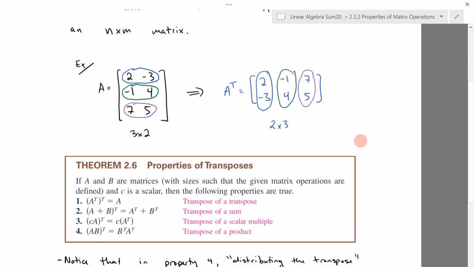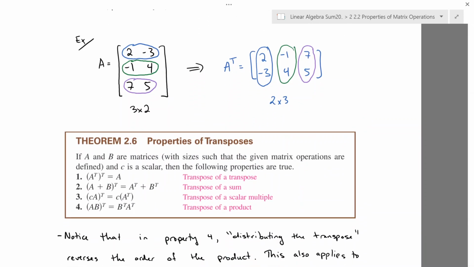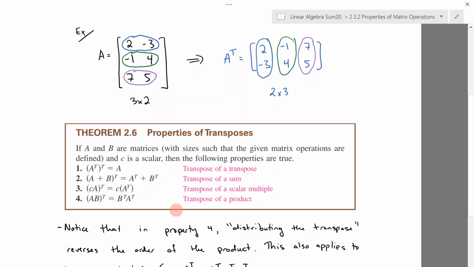Okay, in this box here, they discuss some properties of the transpose. If you take the transpose of a matrix, and then take the transpose of the result, A transpose transpose, you get back the original matrix. This comes about because for A transpose, rows turn into columns, but if you take the transpose again, the columns turn back into rows. So you get the original matrix back.